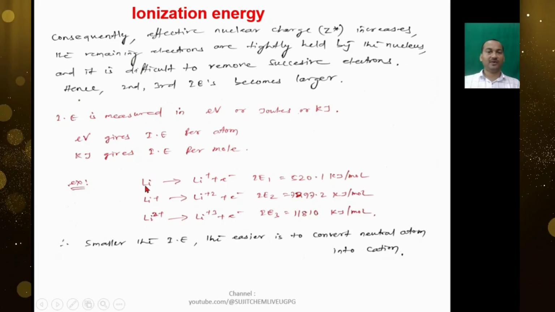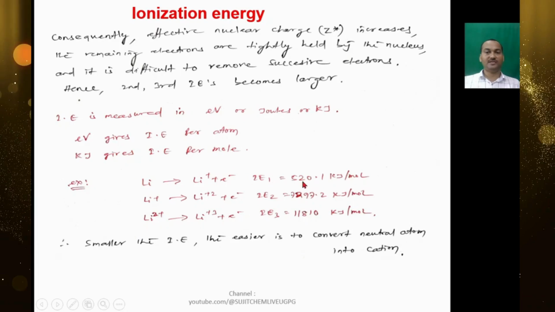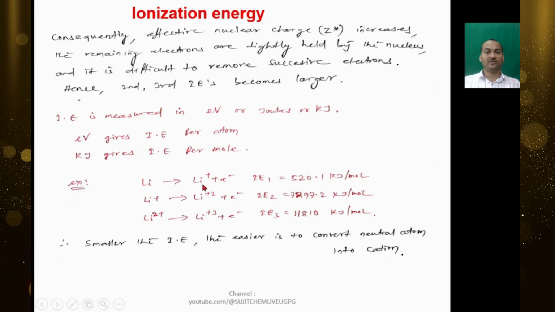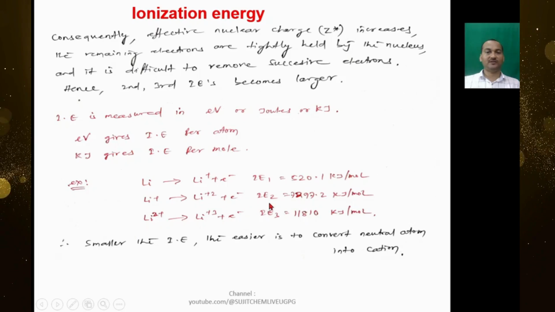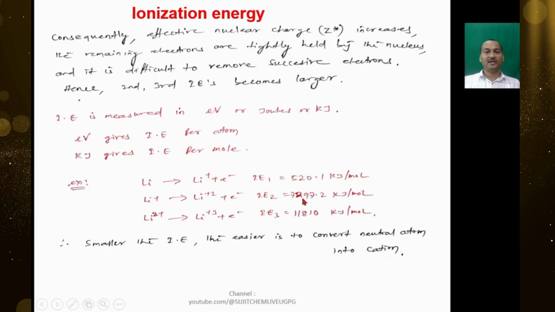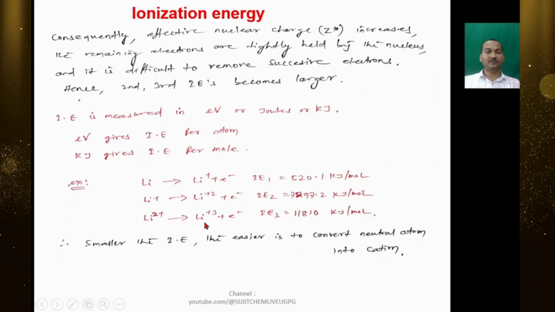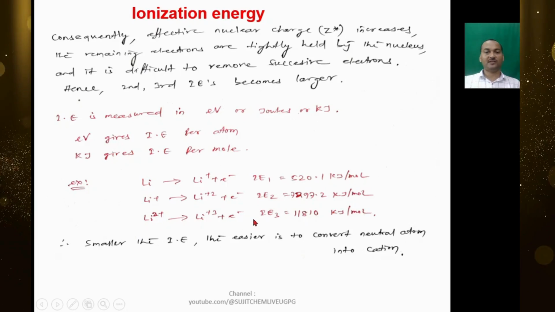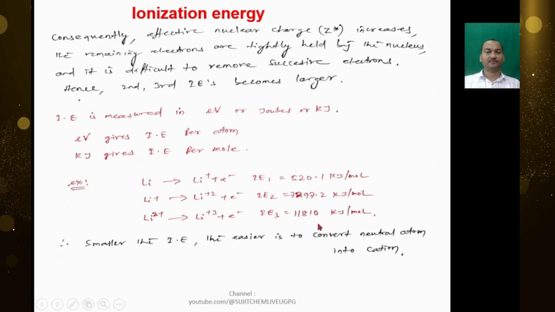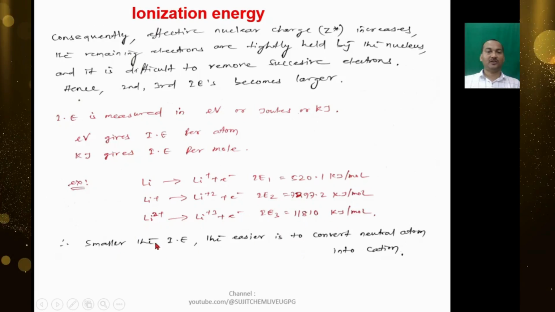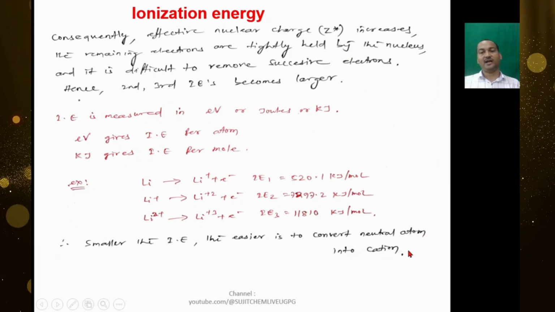So here you can see the lithium atom. It gives Li+ plus electron. The first ionization energy is 520.1 kilojoule per mole. Similarly, Li+ giving rise to Li2+ plus electron, so IE2 is 7297.2 kilojoule per mole. Similarly, Li2+ giving rise to Li3+ plus electron, so that gives rise to IE3, that is 11810 kilojoule per mole. The smaller the ionization energy, the easier it is to convert the neutral atom into a cation.